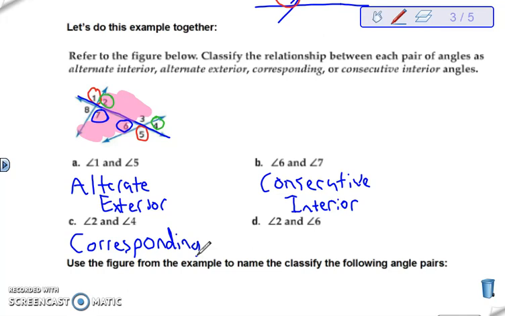And finally, 2 and 6. 2 is here, 6 is here. Okay, they're on opposite sides of the transversal. So they are alternate. They're both in the inside portion in the middle, so that's interior.